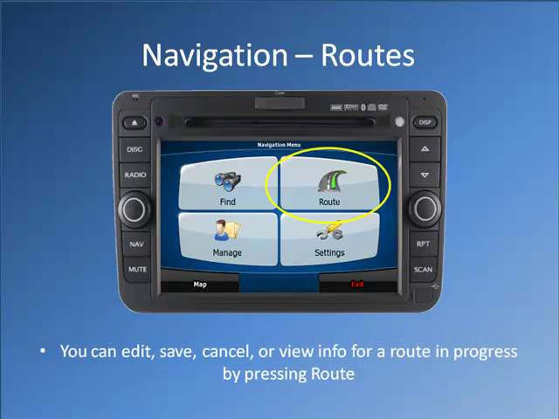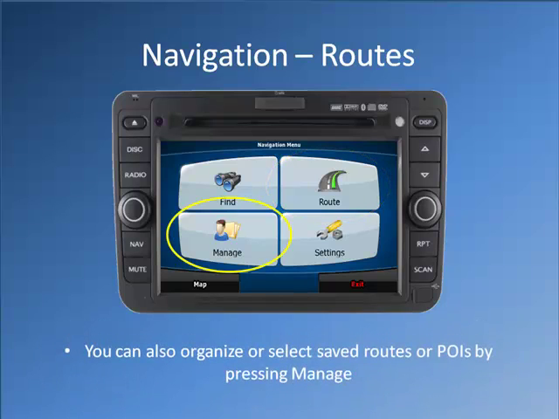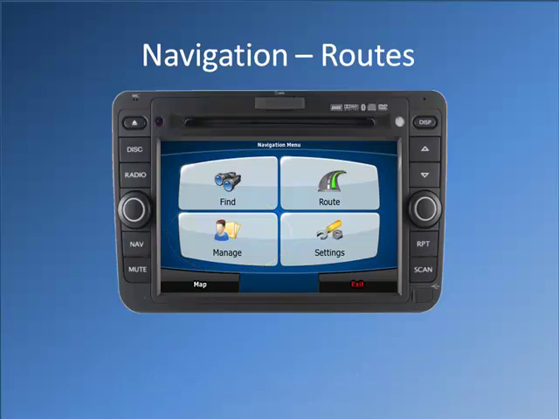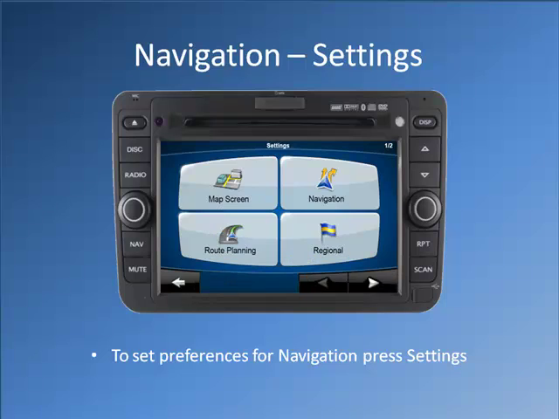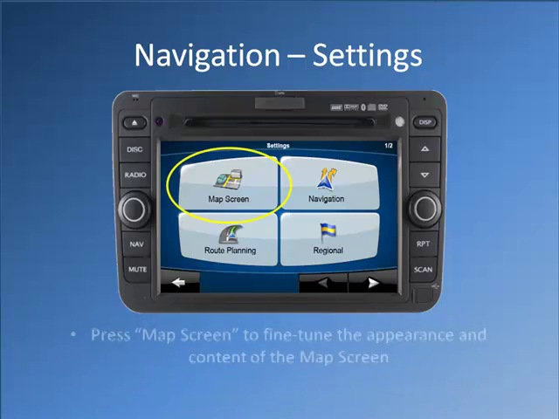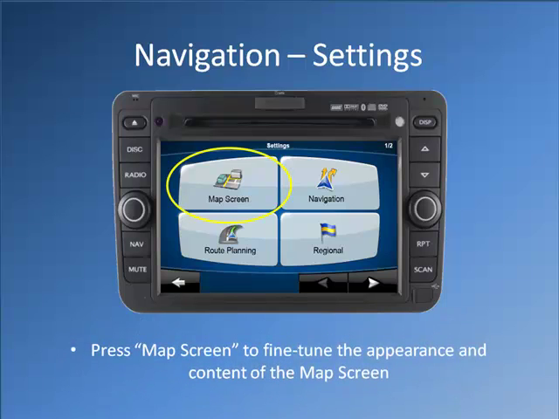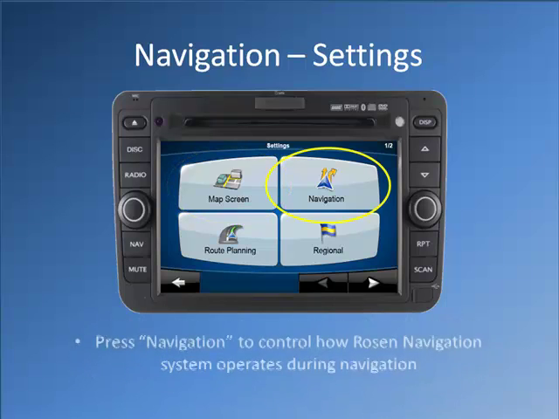You can edit, save, cancel, or view information for a route in progress by pressing Route. You can also organize or select saved routes or point of interests by pressing Manage. To set preferences for navigation, press Settings. Page 1 of the Settings menu will pop up immediately. Press Map Screen to fine-tune the appearance and content of the map screen.